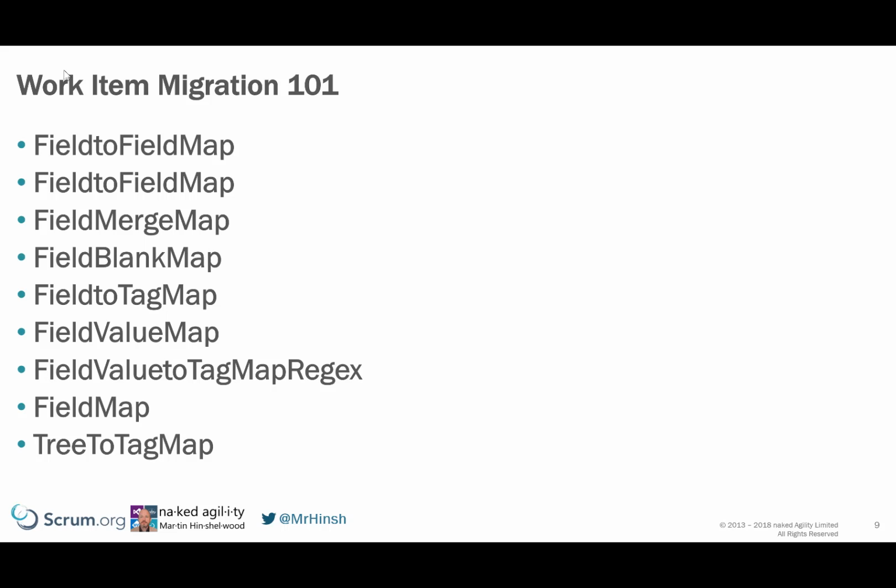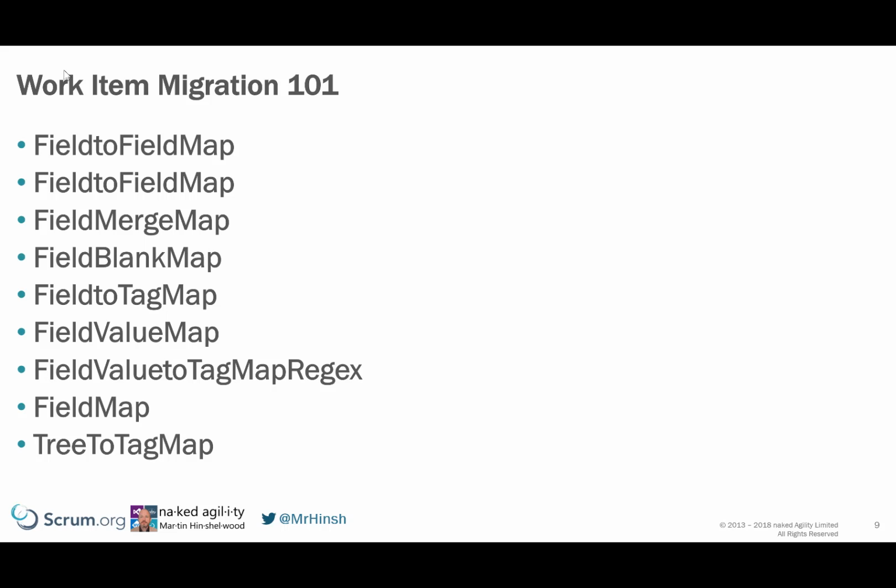We mentioned the field map. Again, there are 3 processors that these work with: work item migration, work item revision migration, and the work item update. So those 3 will use these. The first 2, migration and revision, both move from source to target. Update only operates on source, so it's an in-place bulk update.